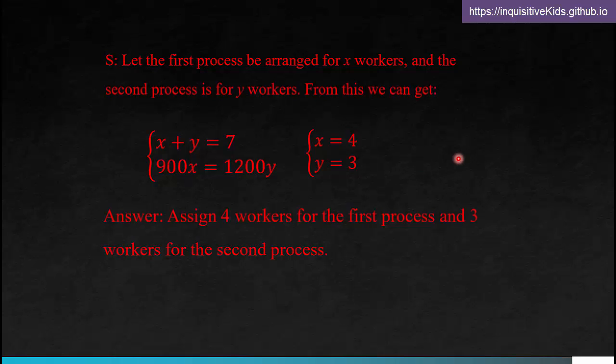Answer: assign 4 workers for the first process and 3 workers for the second process. Again, as you can see, I answered in a full sentence. This is what your answer should be like for whatever you're doing too. So you should always strive to answer in full, complete sentences.